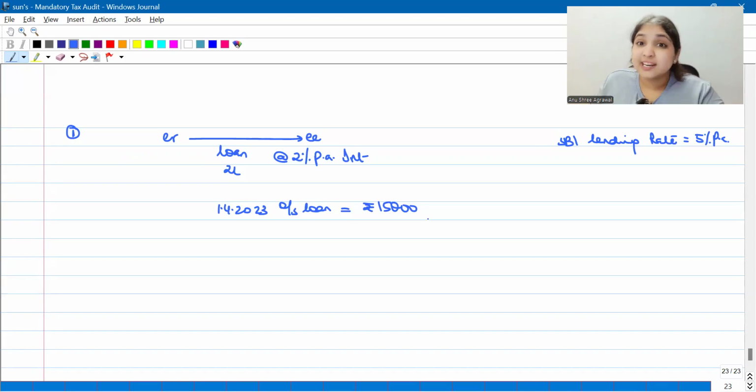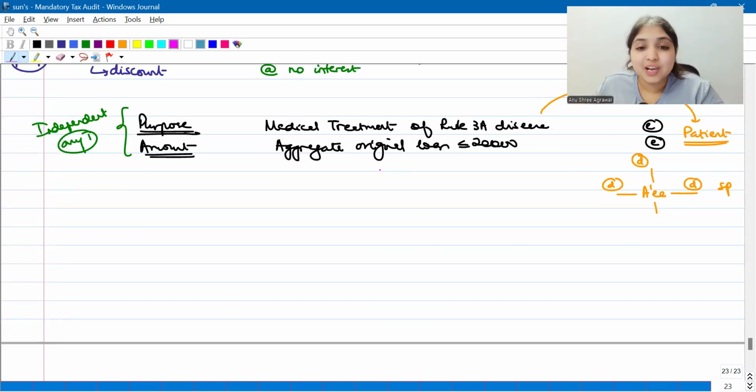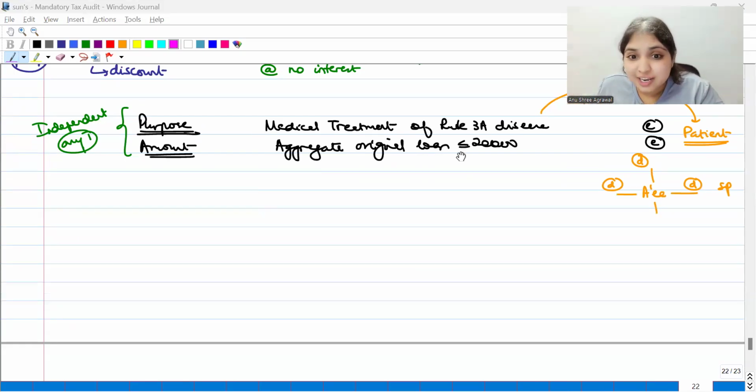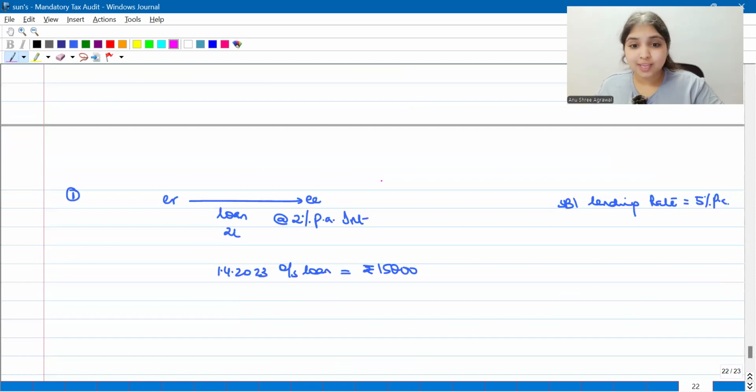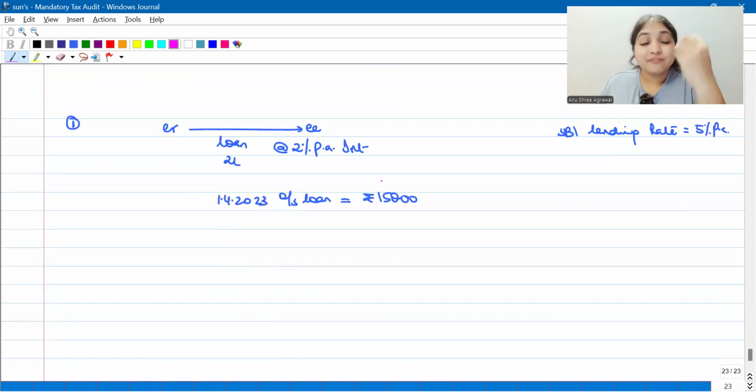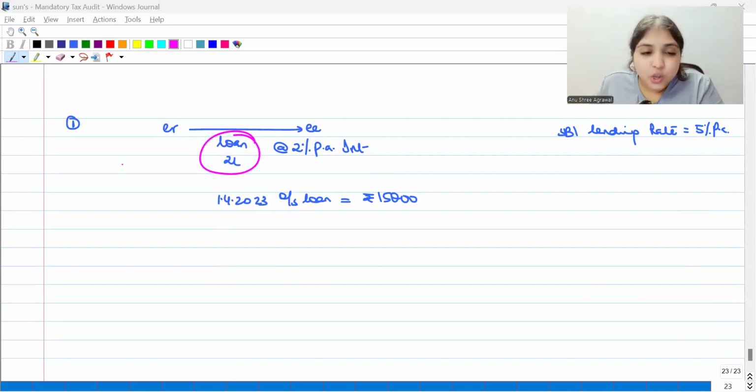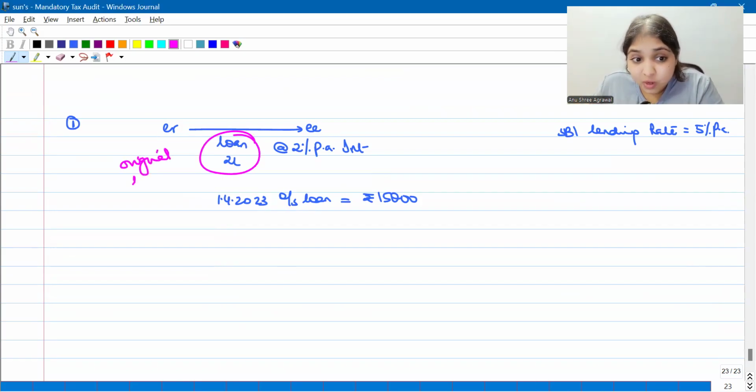See, the outstanding loan amount is within 20,000. So can I say it is exempt? No. No, guys. Listen to me. We are looking at the aggregate original loan. We are looking at the original loan. We are not looking at the outstanding loan. Are you listening to me? We are not looking at the outstanding loan. We are looking at the original loan. Is the original loan within 20,000, guys? No. Understand, we are supposed to look at the original loan.